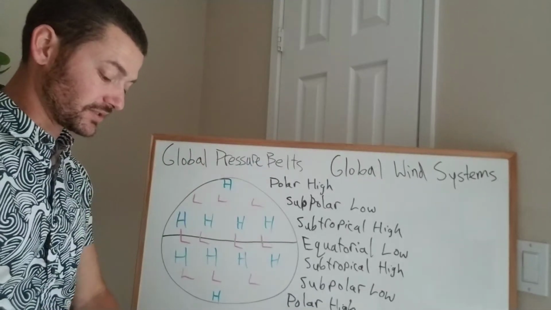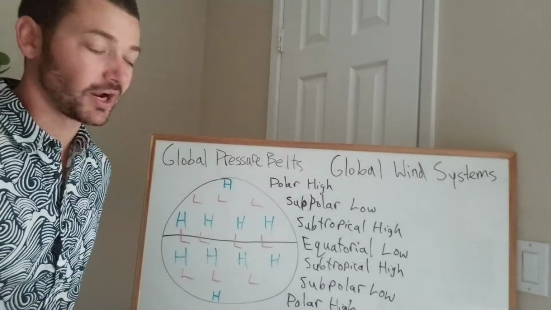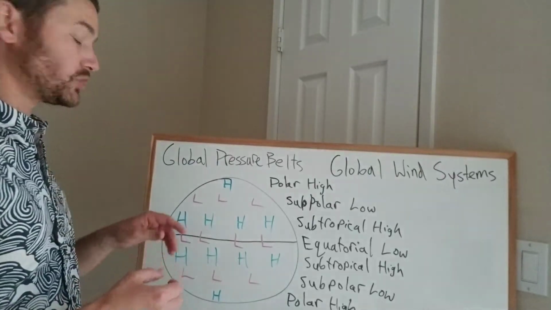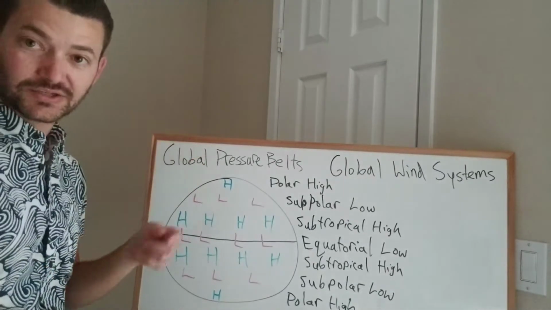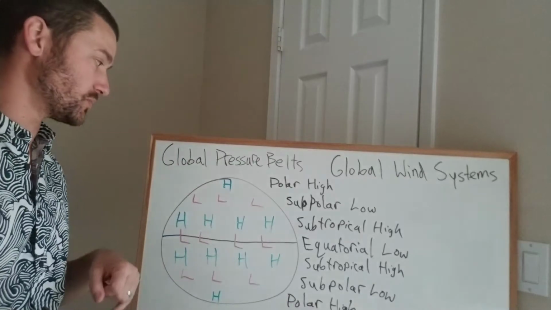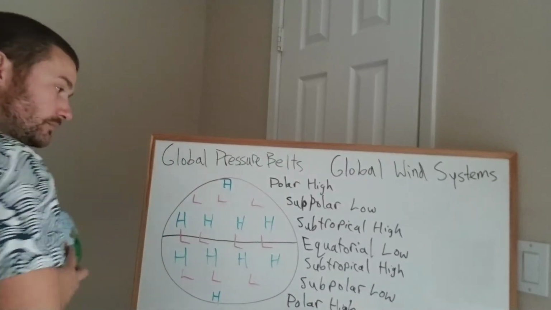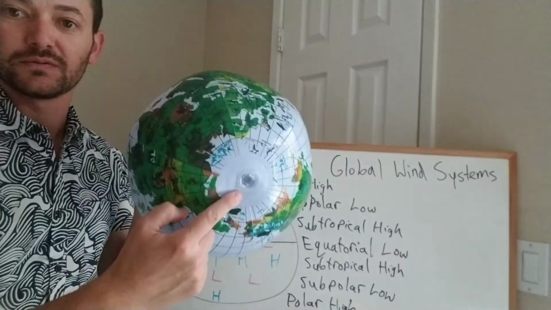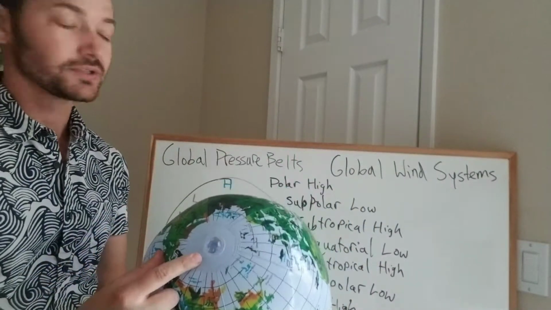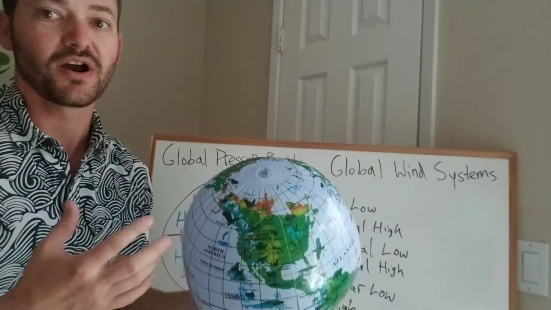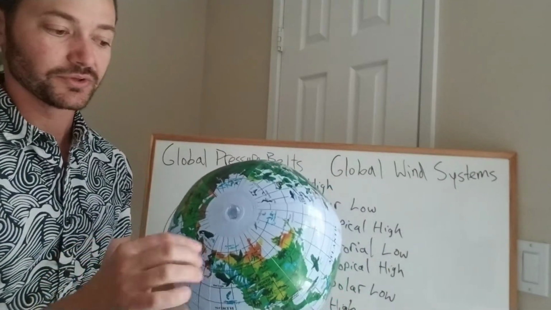So the polar highs, these are strong, dominant, high-pressure systems. Don't be fooled by me just drawing one H. They're just as strong as the other high-pressure belts. But in the Arctic, in the northern hemisphere, where our inflator valve is, there's ocean. So the high pressure is not as dry as it is in other parts of the world over the Arctic.